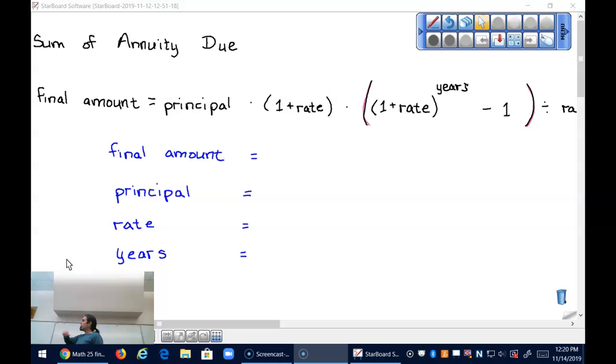So sum of annuity due had the same kinds of things. Final amount, principal, rate in years. It's just that they're plugged in a little differently. And this is actually the easiest of the three formulas because you never have to fudge and fiddle with time frames. We're never dividing by 12 times 12 over 4 for quarterly or whatever. It's just everything is in years all the time.